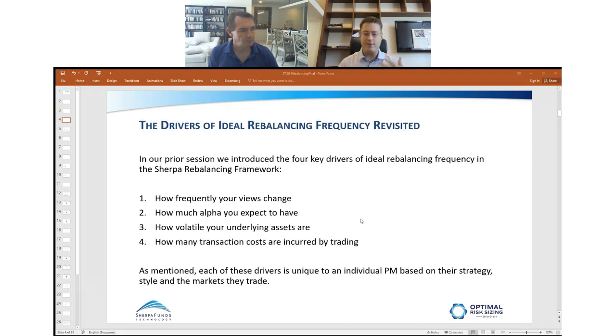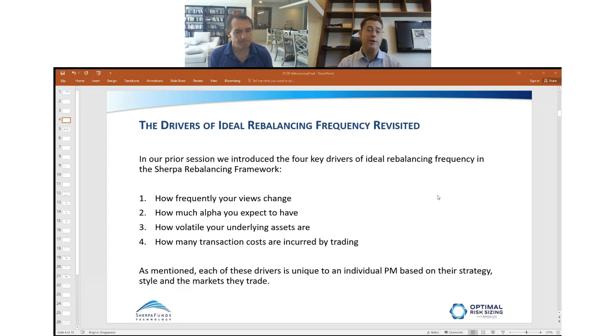And by looking at some of the sensitivity of what we say are the four key drivers of rebalancing frequency, you can better understand how in different market conditions, or based on your unique process, you might think about rebalancing. And so these four drivers, again, the first one is how frequently your views change. This isn't a dollar turnover metric, but this is thinking in terms of the stocks you want to have in your portfolio, or in terms of your convictions, high conviction versus low conviction. How often do the views you're expressing in the portfolio change?